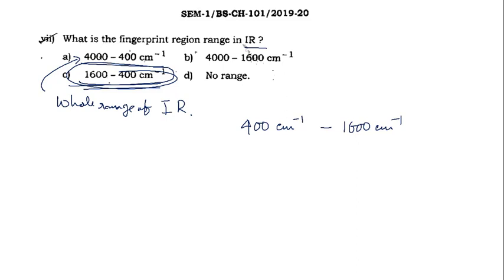Why is it called the fingerprint region? We know that the fingerprint is unique from one person to another. So for each compound the spectrum in this region is also unique, and you can identify them. That's why this is called the fingerprint region. But at the same time the peaks are very complicated, and it is very difficult to distinguish which functional group it is for.